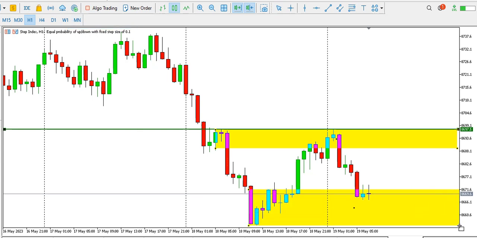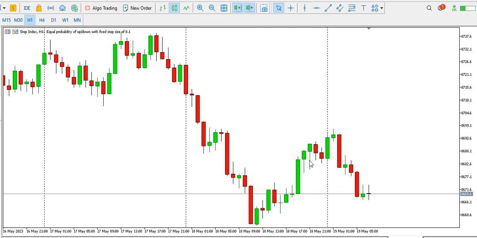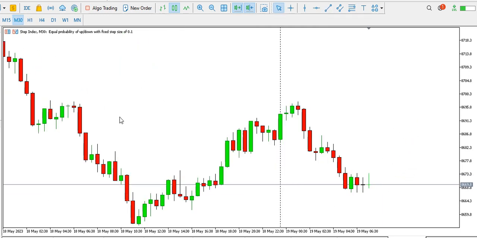A break below that order block will send price further down, but a rise from that other block will give us a double bottom. But that will unfold as time goes on.